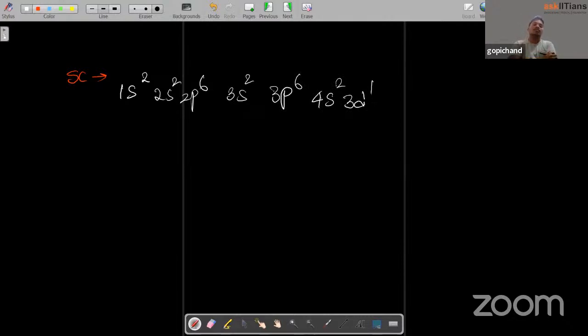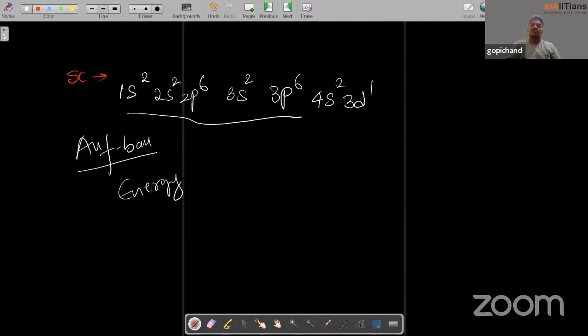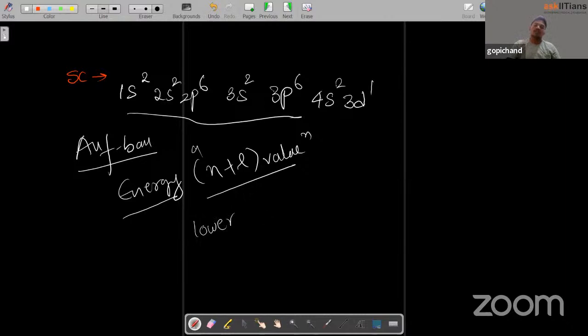So till here there is no problem. You already know the order of filling the electrons according to the Aufbau principle. What the Aufbau principle tells us is to fill the electrons from the lowest energy to the highest energy. Now how can we find which has lower and which has higher energy? By calculating the n plus l value. Lower the n plus l value, lower will be the energy.